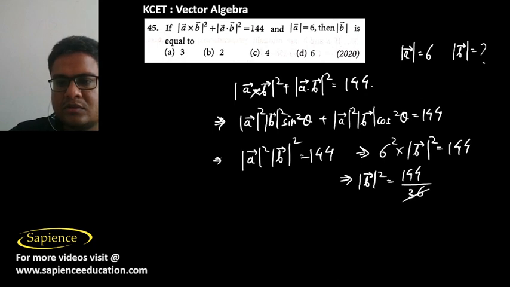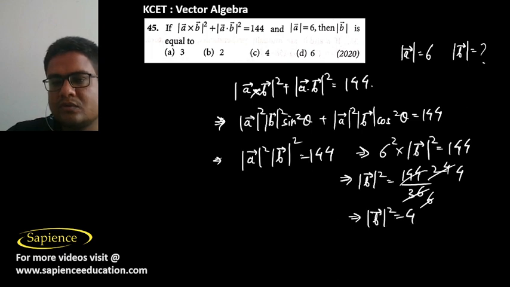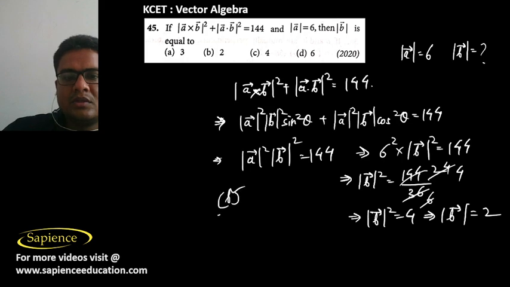So that is 6. 6 is 36, 6 is 12, 24, 6 4 is 20. Therefore, mod B square is 4. Therefore, mod B is 2. Option B is the correct answer.